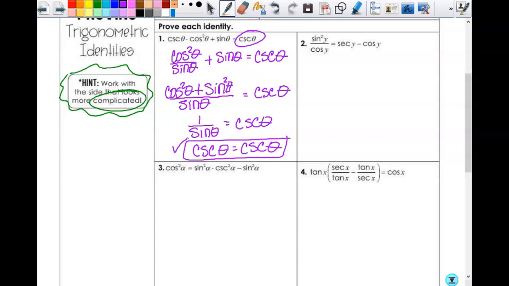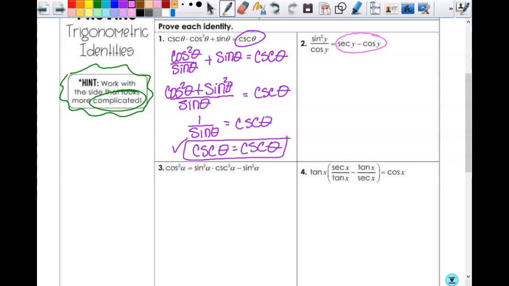Okay. So on number 2, which side would you say looks more complicated? The left, okay? I would say the left too. So this is our goal right here, okay? You can also think about which one am I more likely to be able to find stuff to do stuff with? That's kind of what you're looking for.